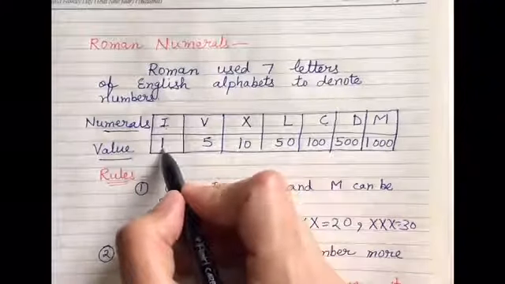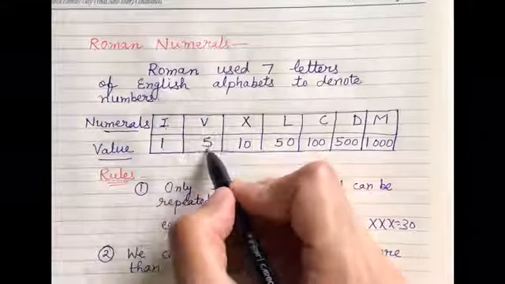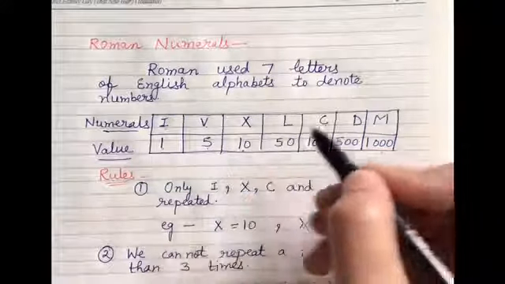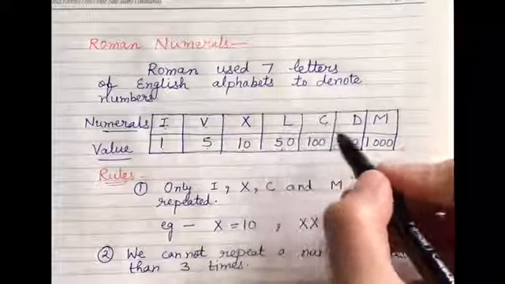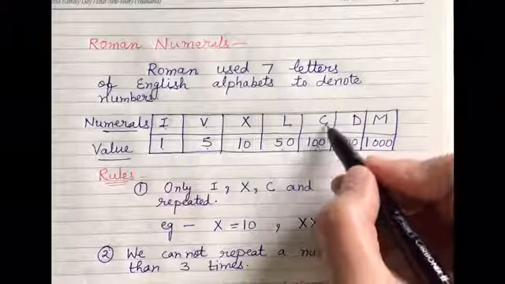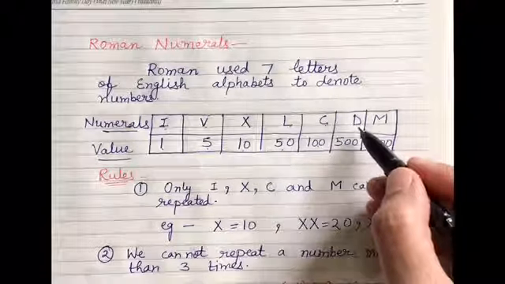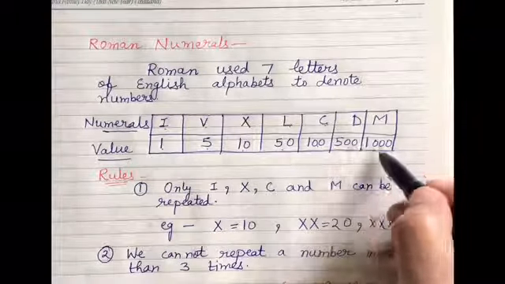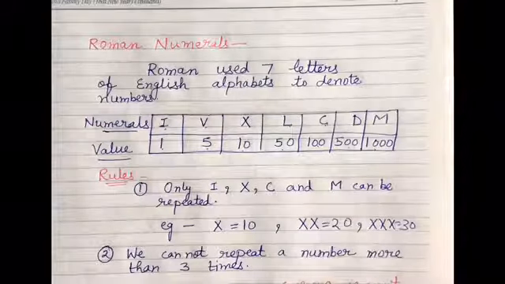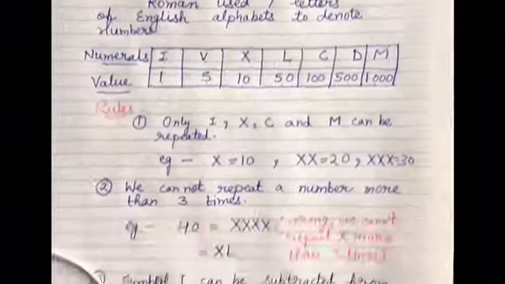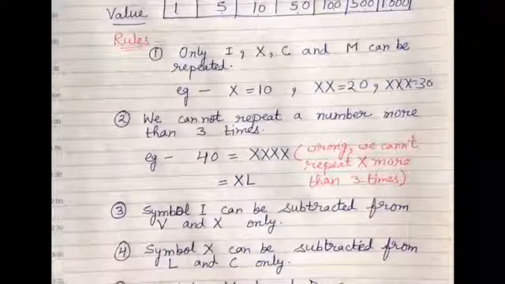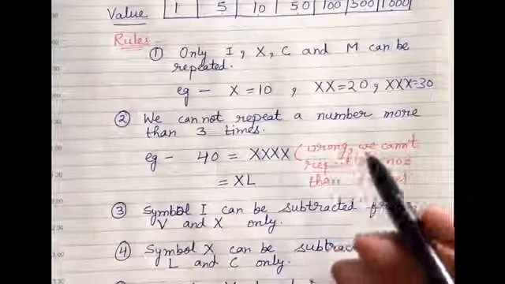I means 1, V means 5, X means 10, L means 50, C for 100, C is basically century, D is 500, and M is used for 1000. Fine. So there are some rules that we will have to discuss before going further.